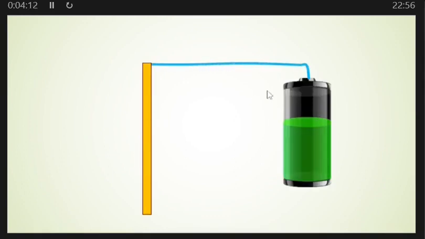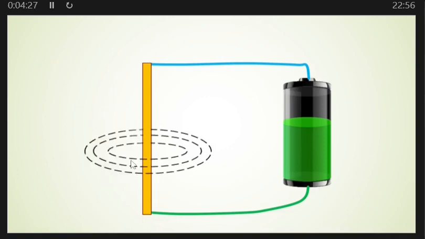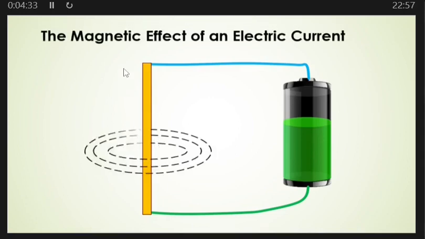Let's look at another situation here where we have a straight wire conductor and a cell. The conductor is connected to the positive part of the cell, and the negative part of the cell is connected to this part of the conductor. Then when the circuit is closed like this, we see some magnetic fields being produced. This is what we call the magnetic effect of an electric current. When it flows through a conductor, around the conductor there will be some magnetic field effect.